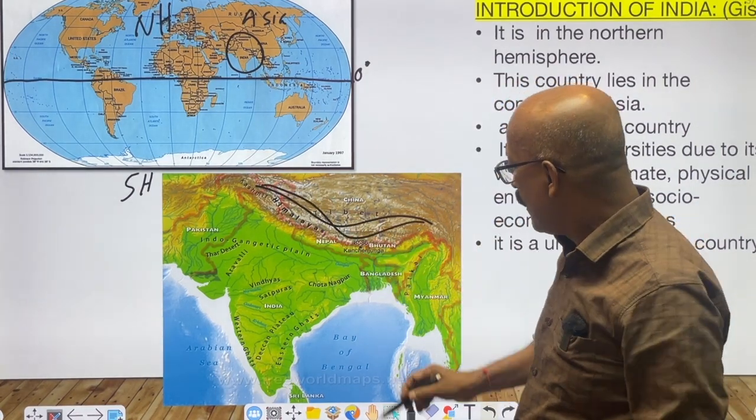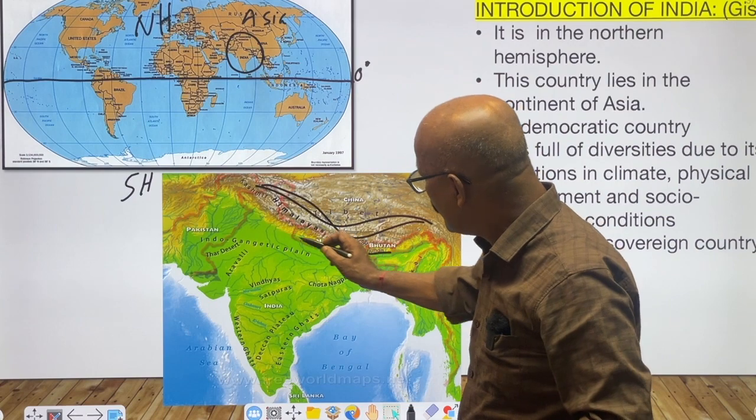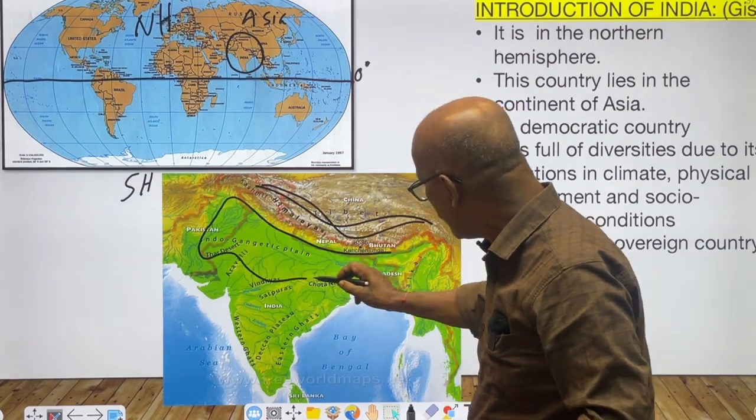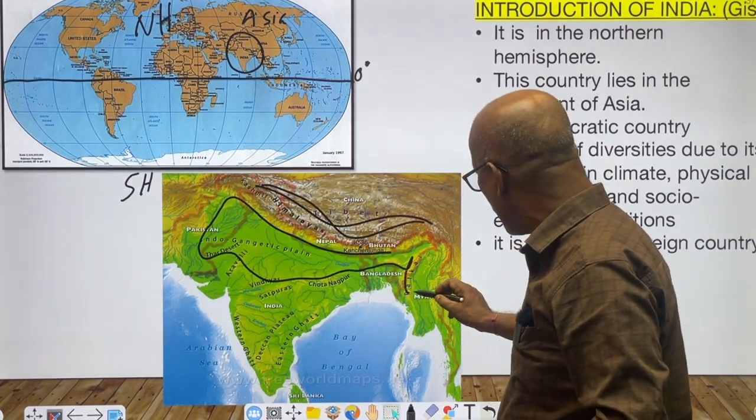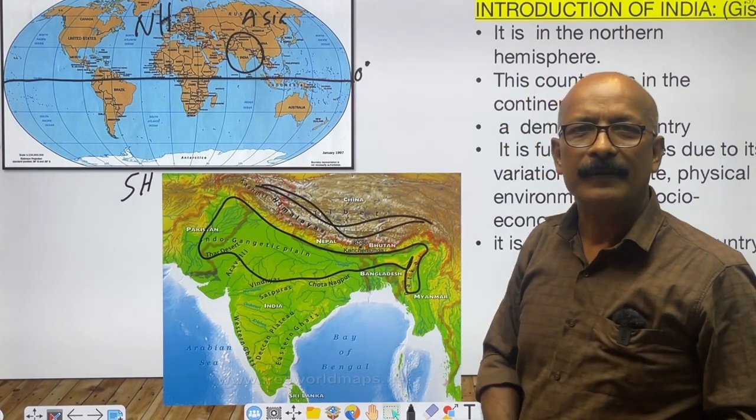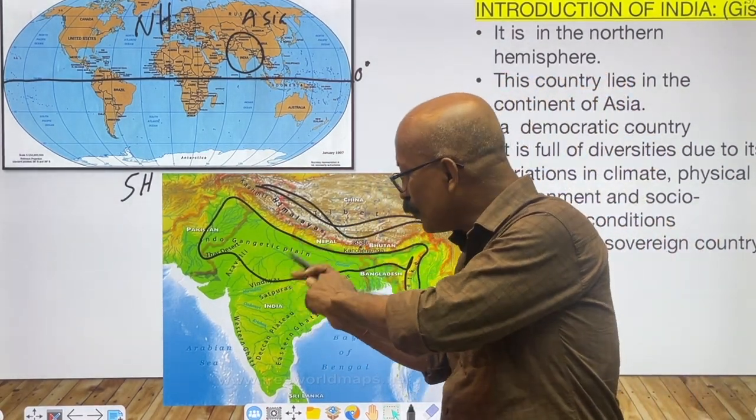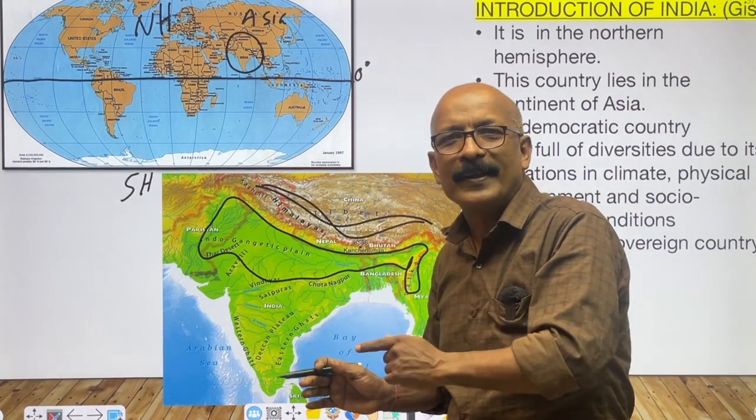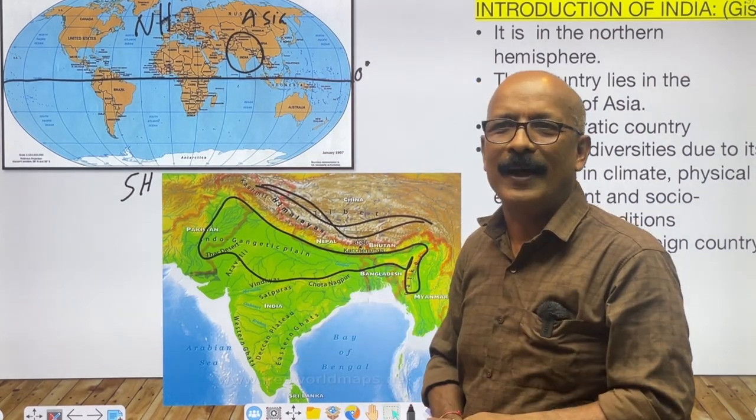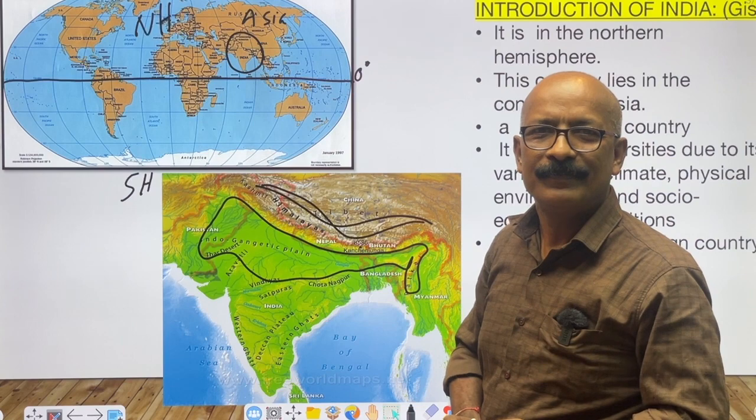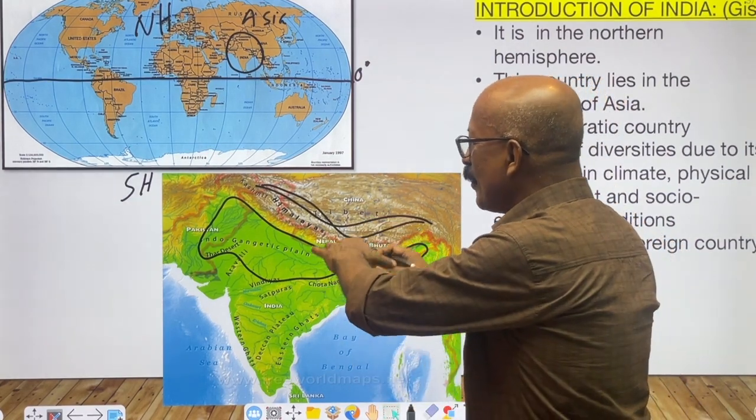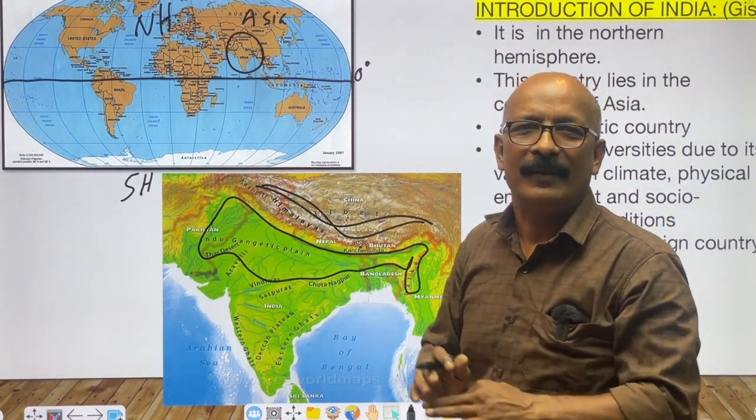Now you see again this green color. This, you know, is the Indo-Ganga Brahmaputra plain. That means this portion is formed by the rivers and their tributaries as well as the river valleys. So the land portion of these valleys is very fertile.